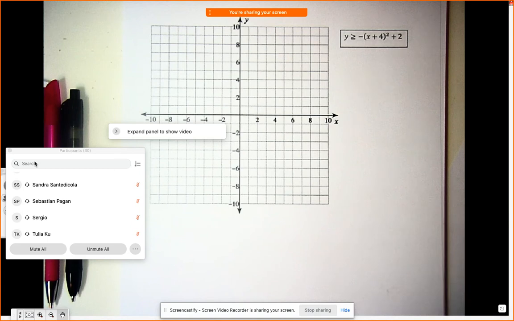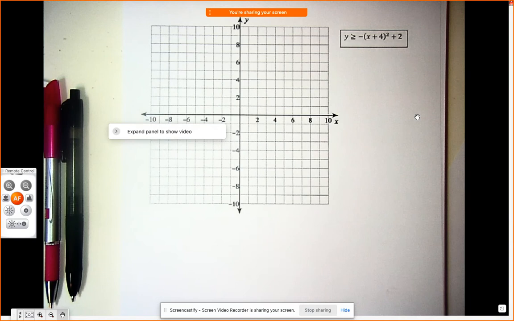Close these. Otherwise, it records all of these boxes. You guys can't see them, but I can.